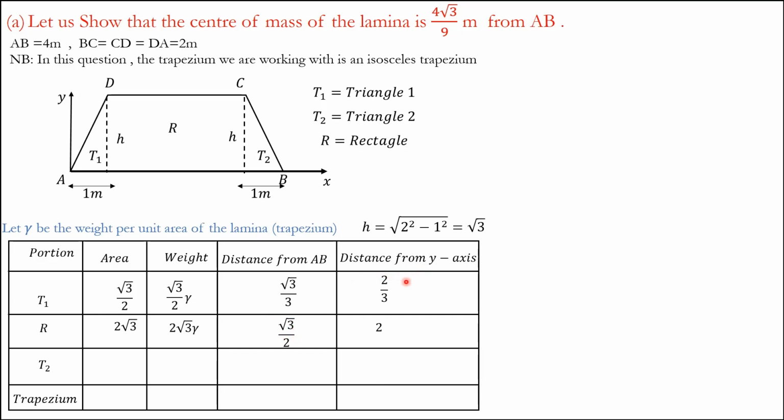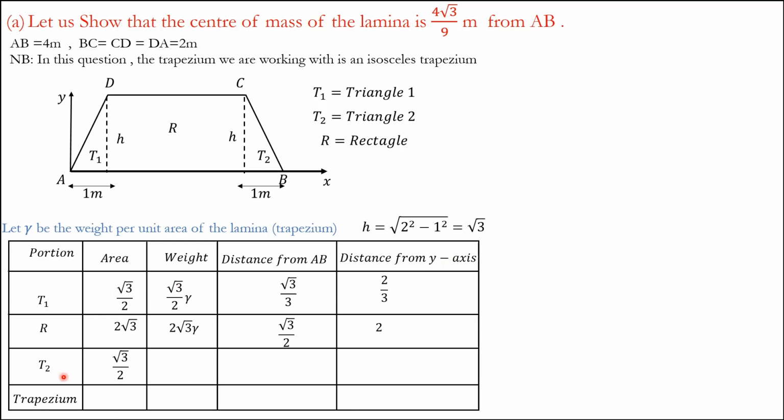And also the distance from the y-axis is going to be half the distance DC, which is 2 meters. So half of 2 meters is 1. Then plus this other one gives us 2 to be the distance from the y-axis of our rectangle.